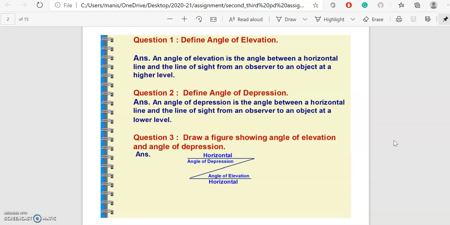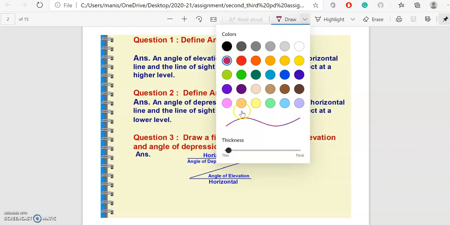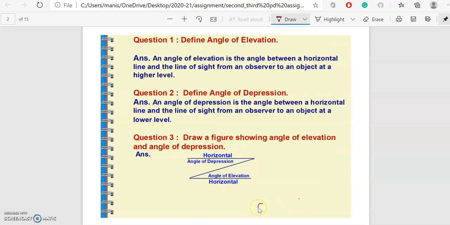Now let me explain to you in easy words over here. So let's take an example. This is a river over here, and there is a boat, and one of the men is sitting over here. This is an aeroplane flying in the sky.